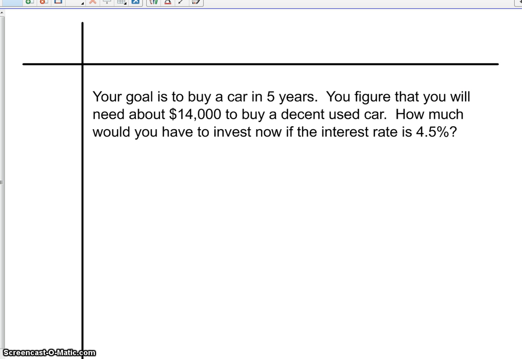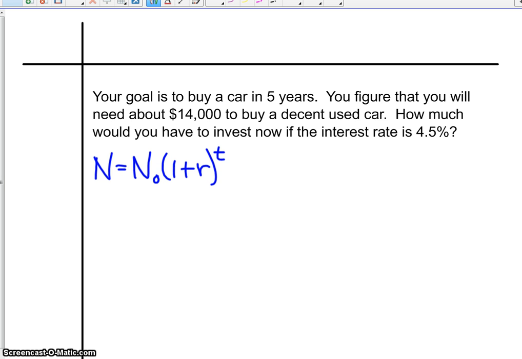Okay, so here's the situation. Your goal is to buy a car in 5 years. You figure it's going to cost you about $14,000 to buy a decent used car. How much do we need to put away now if the interest rate that I can get is 4.5%? Like I said, we can go in and use the formula since it's given to us, and sometimes that's going to be easier.